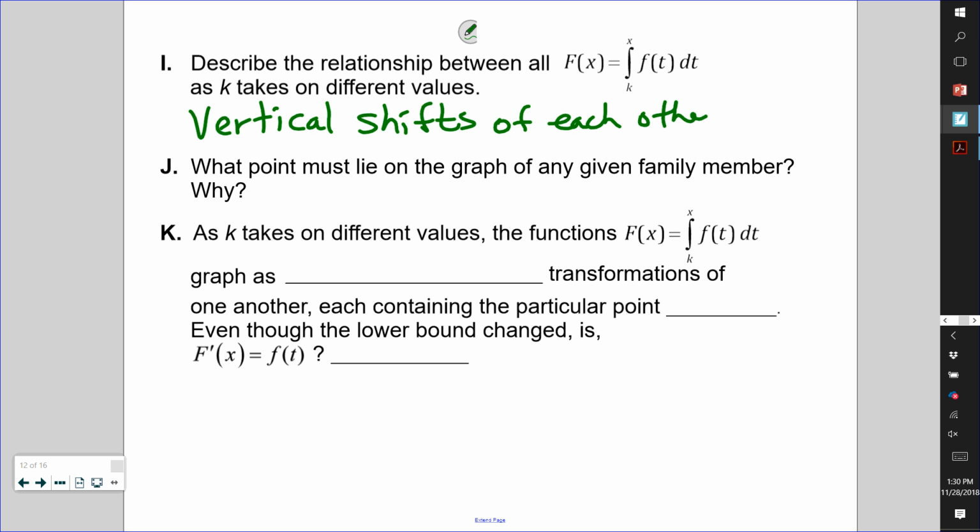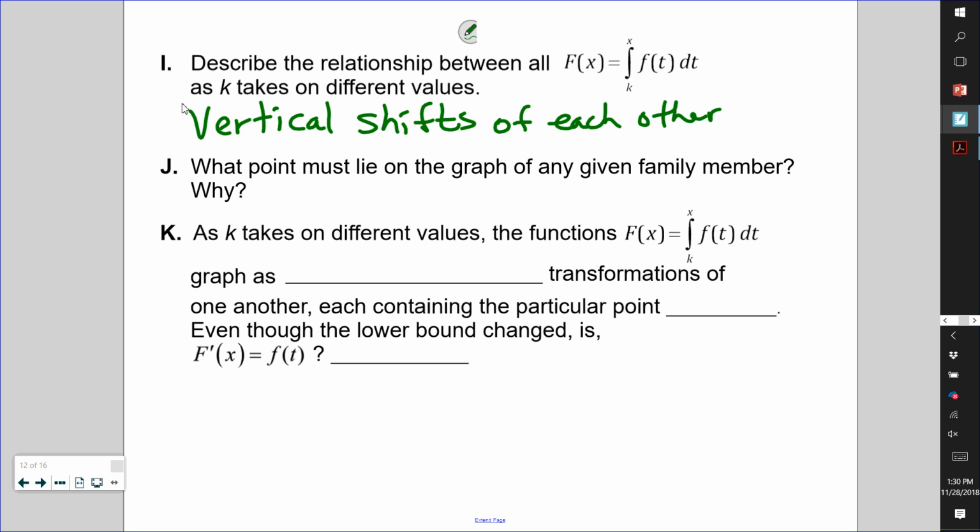It depends on the function, we don't know how much the shift is. But every capital F, every antiderivative, is simply going to be different vertical shifts of each other, depending on where I start, that k. So if the k started at 1 versus starting at 1.6 versus starting at 4 versus starting at 8, it's going to give me the same shape.